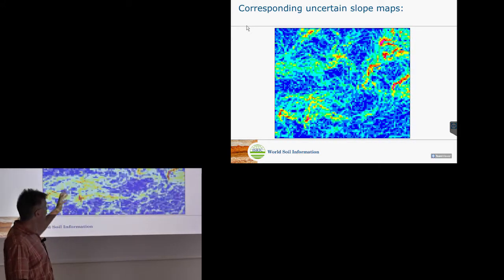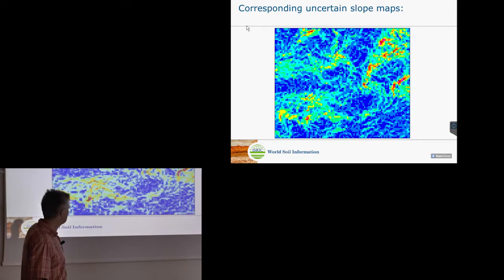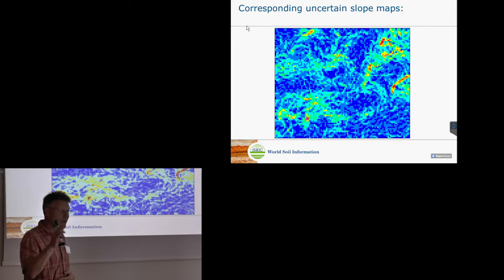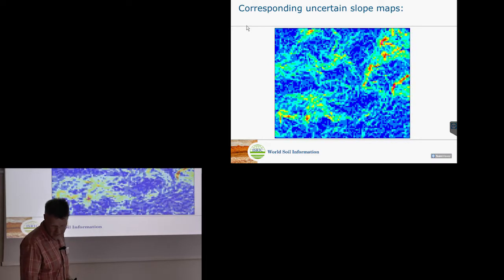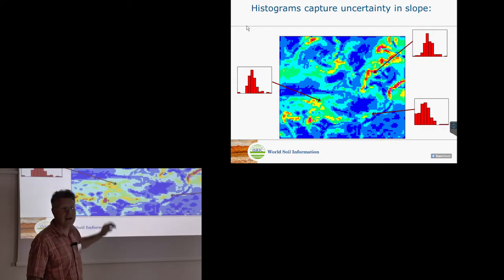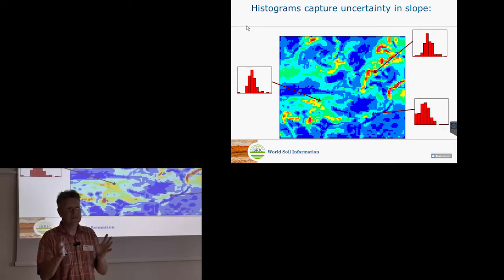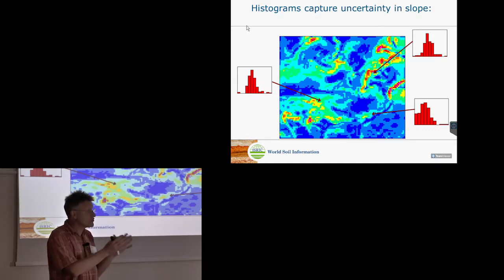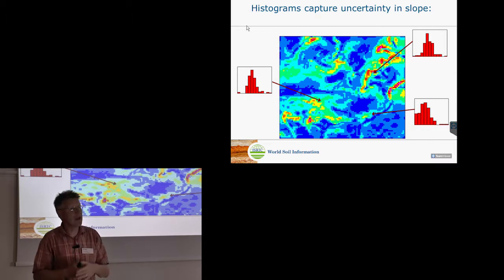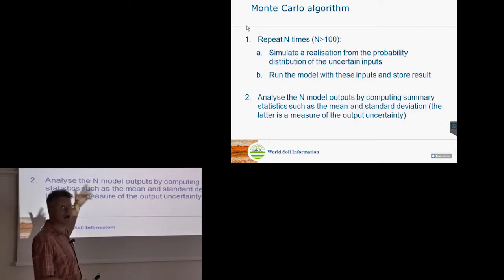And basically, now we know how uncertain we are about the slope. From the range of values that you get at each location, I could plot a histogram at each location, or compute the standard deviation of the spread in my outputs. That tells me how uncertainty in the inputs has propagated to the output. So this is how this Monte Carlo algorithm works.